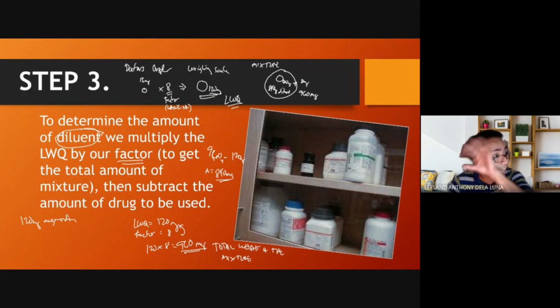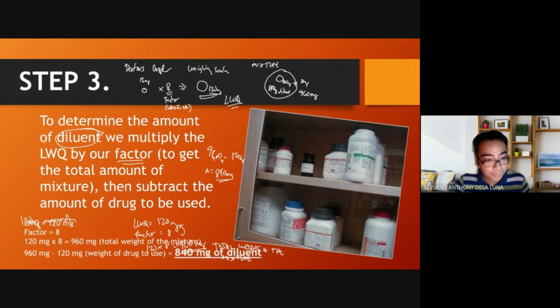Okay? So, pinalaki ko na ng pinalaki yung drug ko, yung total mixture ko. Ayan lang naman to. LWQ equals 120 milligrams. Factor na pinili ko is 8. So, i-multiply ko yan to get the total weight of the mixture, which gives me 960 milligrams. Tapos, subtract from that yung weight ng aking drug to get the diluent, which will give me 840 milligrams of the diluent.